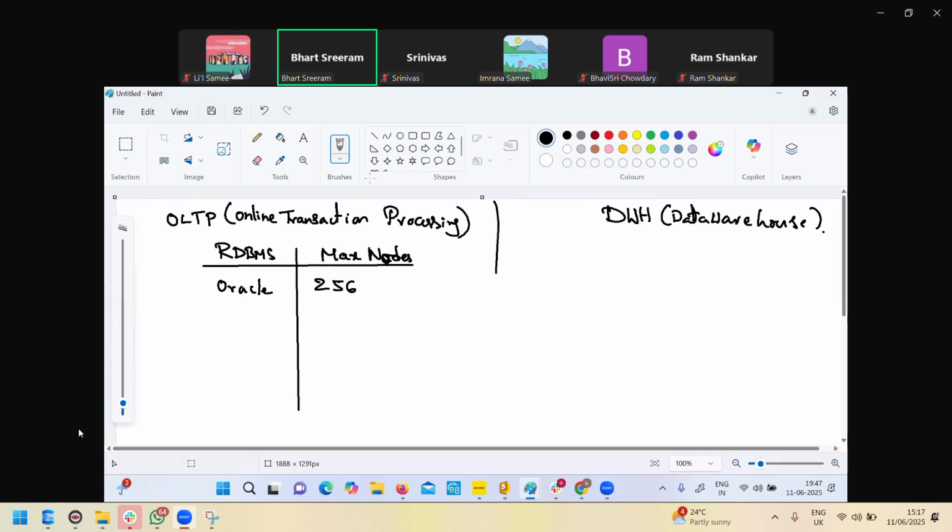Suppose initially you started the journey with 5 nodes in the cluster. Data volume increased, and you added 100 nodes. Again increased, and you added another 100 nodes. In this way, up to what extent can you add nodes? Max 256 only. Among these 256, one master node and the remaining 255 worker nodes. Once this 256 limit is reached, you cannot add one more node. Because of this limitation, can you say unlimited data storage is possible here? No, sir. Definitely not, because of limits.